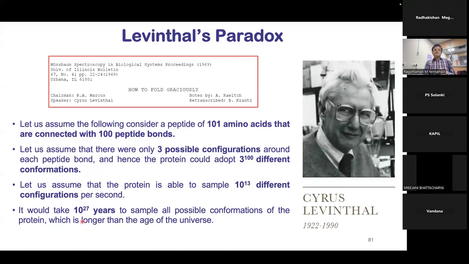Even then, it would take about 10 power 27 years to sample all the possible conformations and find out which is the conformation that the protein can fold into. This is called a paradox. Why? Because this amount of time is much longer than the age of the universe. And we know that an E. coli can divide in approximately 20 minutes, which means all its proteins should be functional within the first 5 minutes for it to function properly as a cell for the next 15 minutes and then divide again into two other cells. So this is a paradox.